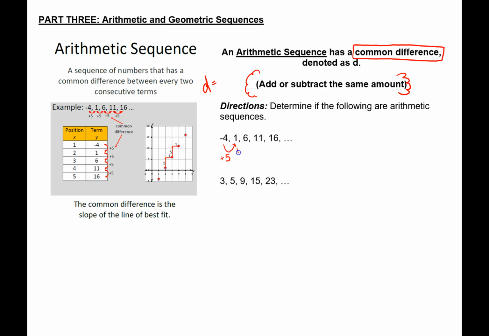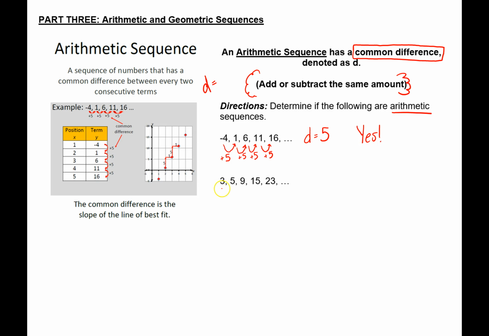Then to get from 1 to 6, we have to add 5 again, and then we add 5 again, and then we add 5 again. So we have a consistent pattern where the pattern is d is 5, meaning we're adding 5 each time. So that means that yes, this is an arithmetic sequence because it follows that same pattern all the way through.